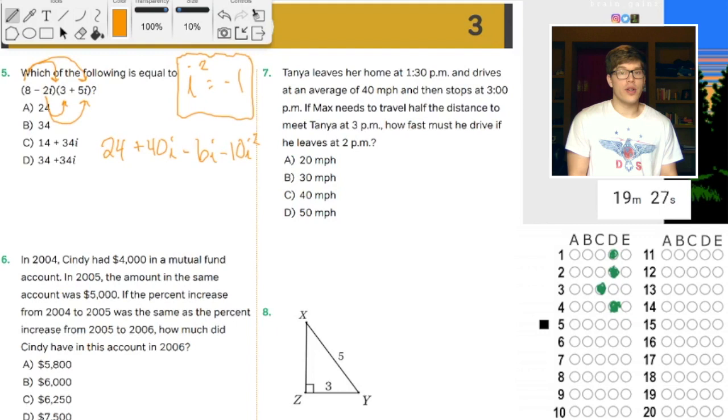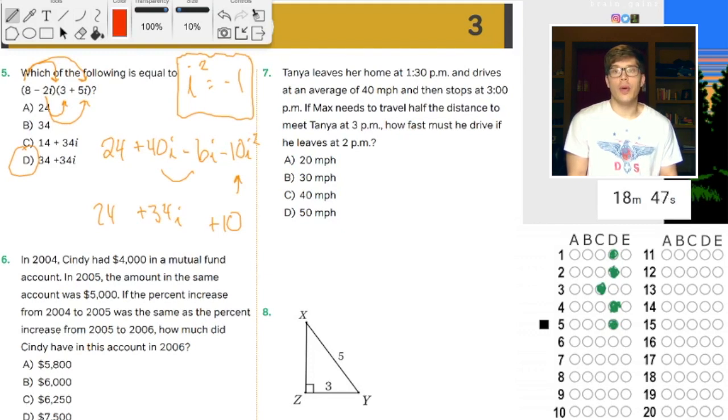Again, we know that i squared is -1. So this last term here, this -10i squared, equals positive 10, as i squared is -1, and then -10 times -1 is positive 10. And then lastly, we combine like terms. Our 40i and minus 6i combine to make positive 34i, and our 10 and our 24 combine to get 34 as well. So this answer is D. Excellent. Let's look at number 7.